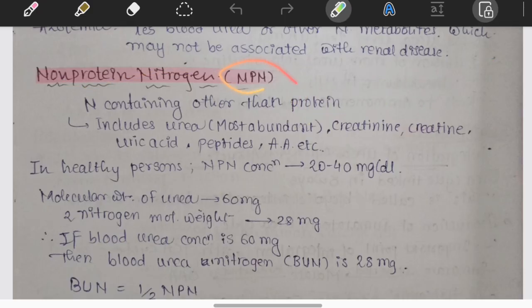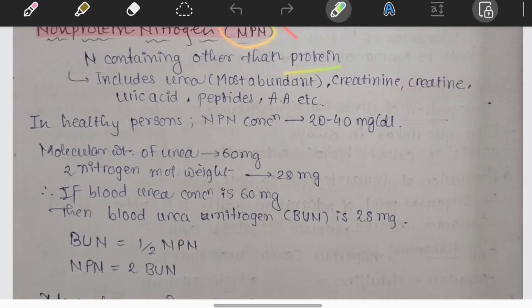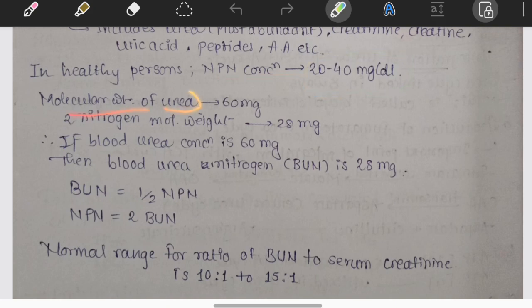Non-protein nitrogen, NPN, is nitrogen-containing compounds other than protein, including urea, creatine, uric acid, peptides and amino acids. In a healthy person, NPN concentration should be 20 to 40 mg per dl. The molecular weight of urea is 60, and of the 2 nitrogens is 28. If blood urea is 60 mg, then blood urea nitrogen is 28 mg.